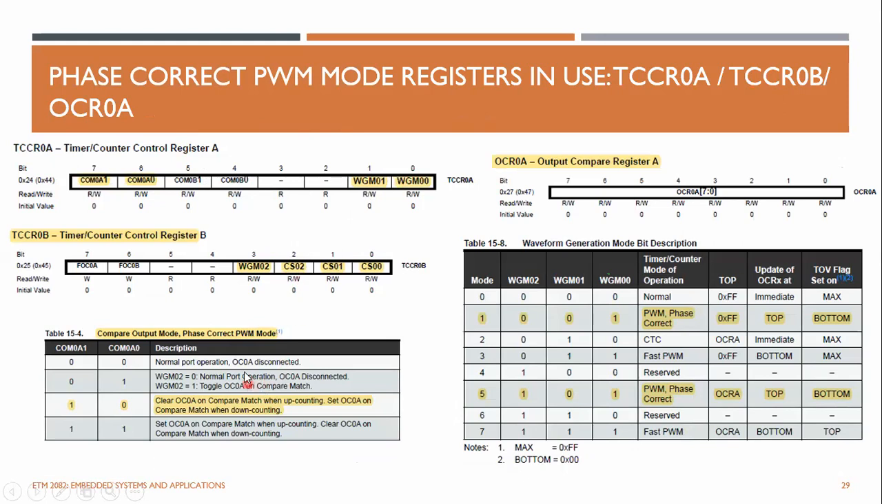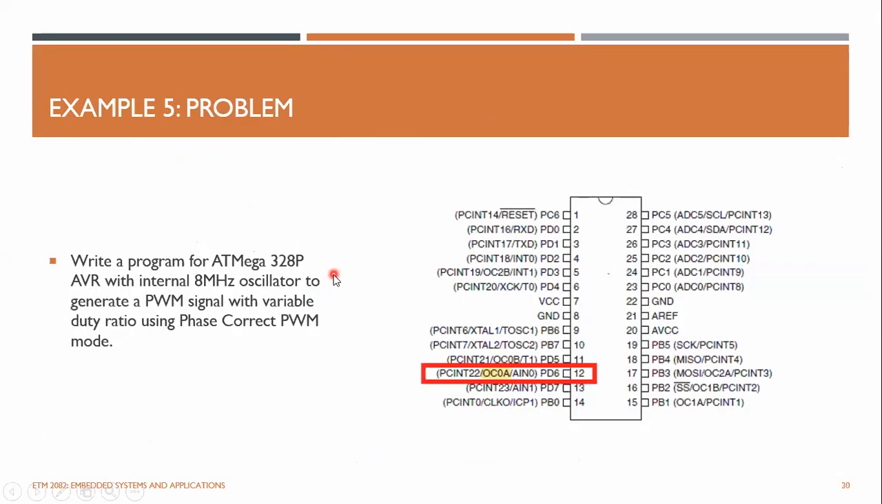These are the registers. If you want to use this phase correct PWM, you have to set non-inverting mode. So this bit should be 1 and this bit should be 0. For phase correct PWM, the waveform generation bits should be 0, 0, and this one should be 1. You can use any prescaler value.